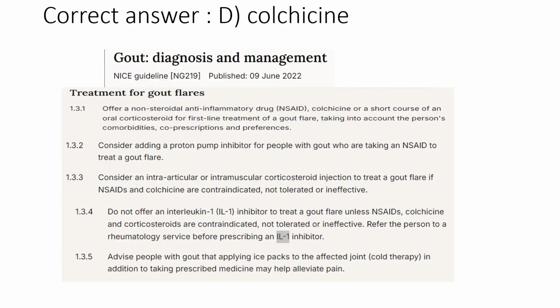Do not offer an interleukin-1 inhibitor, which is anakinra, to treat an acute gouty flare unless NSAIDs, colchicine, and corticosteroids are contraindicated, not tolerated, or ineffective. And refer the person to a rheumatology service before prescribing an IL-1 inhibitor. Advise people with gout that applying ice packs to the affected joint in addition to taking prescribed medications may help alleviate the pain.